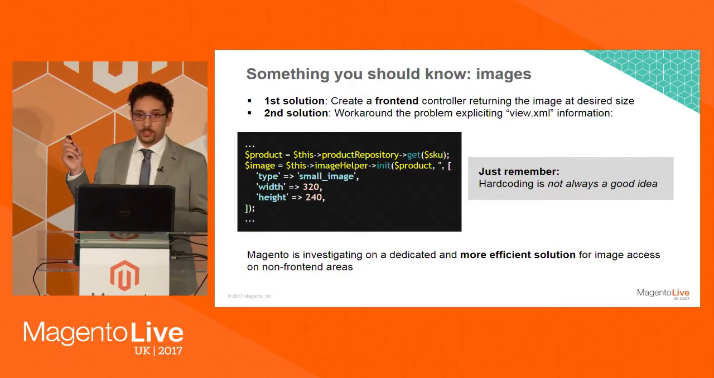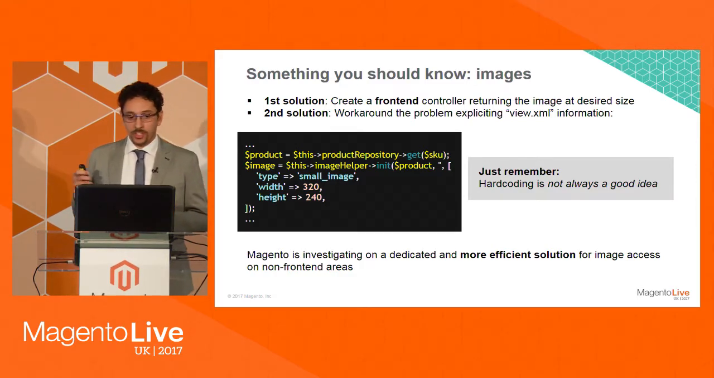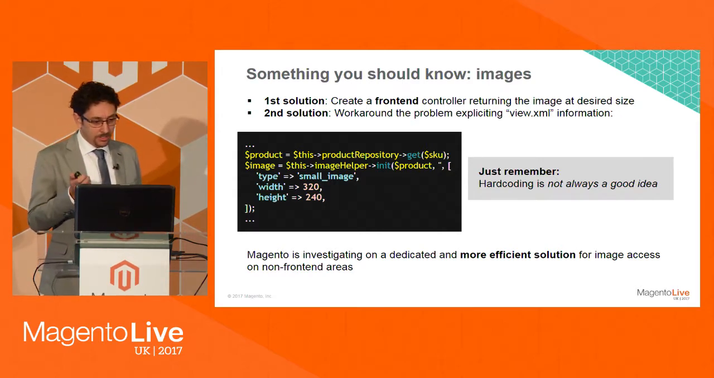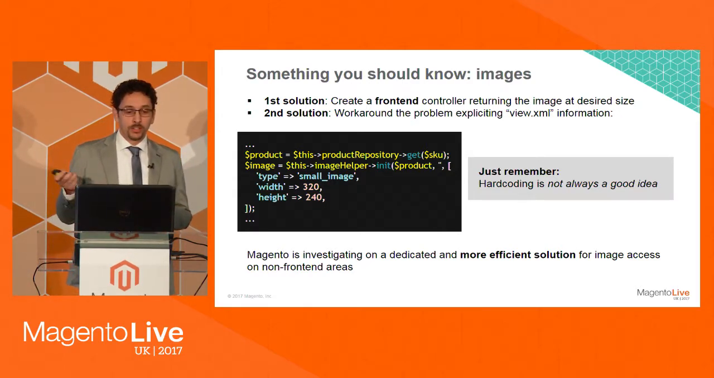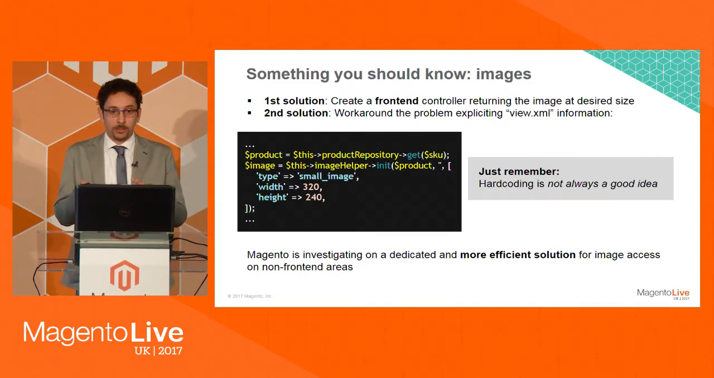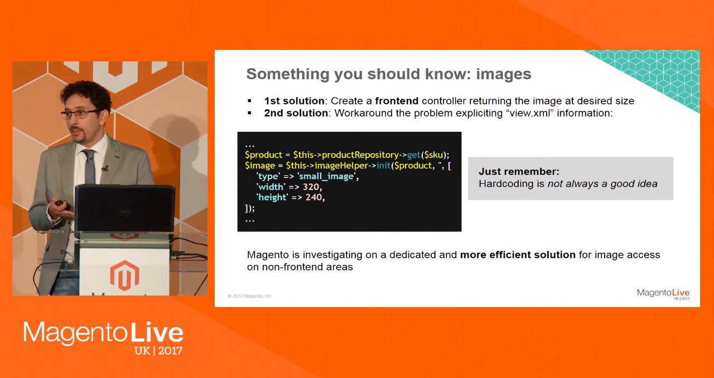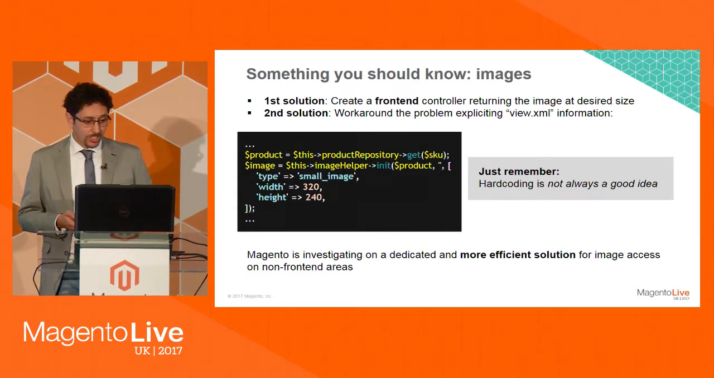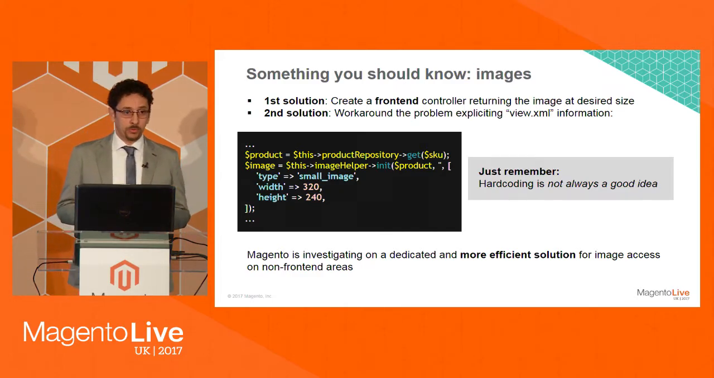The first one is to send the request back to a front-end controller, so we get back to the front-end area. And the second one, I don't like this one, but it is working anyway, is to work around the problem by just specifying the dimensions as in Magento 1. But just remember that hardcoding something like image dimensions is not always a good idea. So keep this in mind. The first solution is probably the best one.